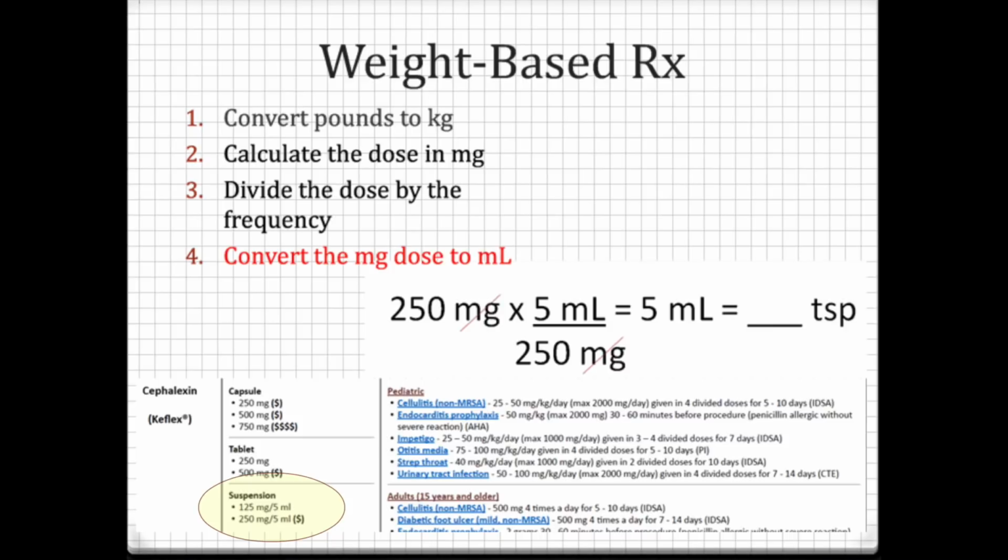Ultimately, you have to look at the calculated dose in milligrams in order to determine the best concentration. If the child was a lot smaller with a lower weight, it might make more sense to use the lower concentration, but in this case, the 250 milligram per teaspoon concentration is the way to go.